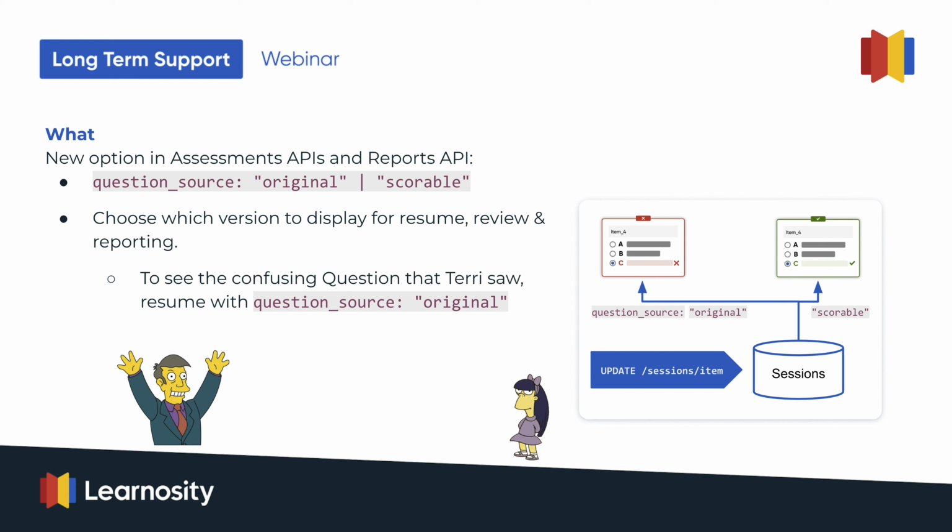Now, what happens if the student wants to go and review their assessment? Well, you have the choice. In the reports API as well as the assessment APIs, you can pass a flag to view either the original or the scoreable item. So you can choose which version you want to display for resume, for review, and for reporting.